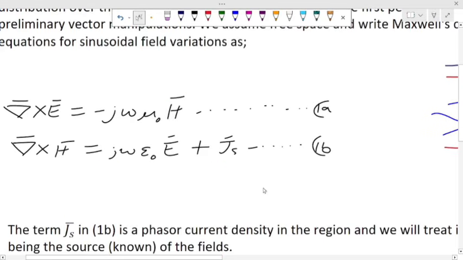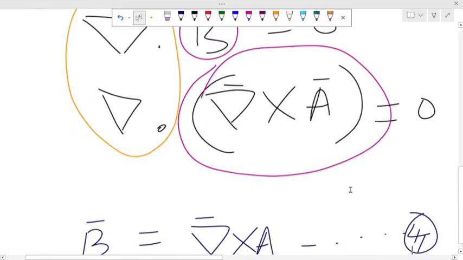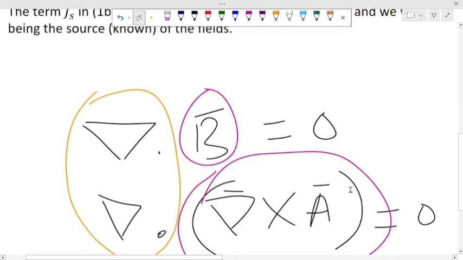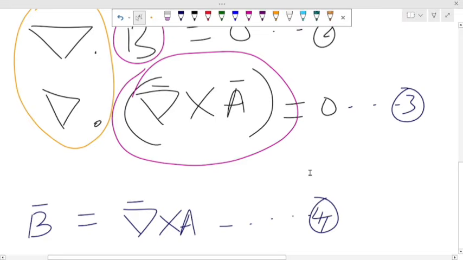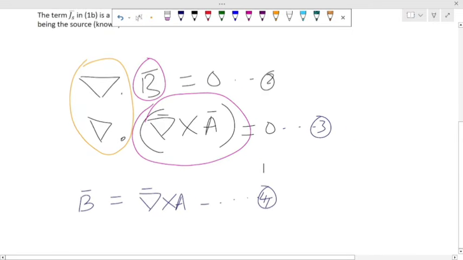Equation 1 in our notes, this is 1A, 1B. Equation 2 in our notes is this. This is equation 2 in our notes, okay? And this is equation 3 in our notes. And of course, equation 4. I believe that's clear.